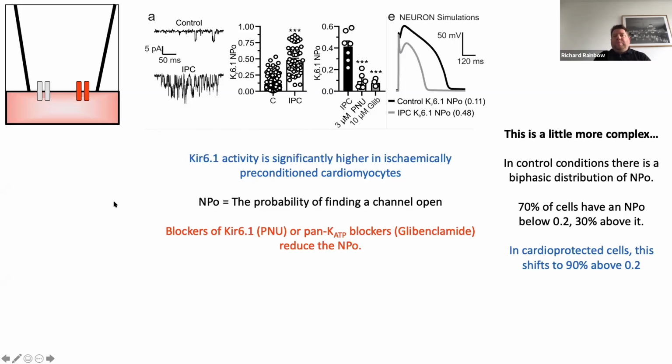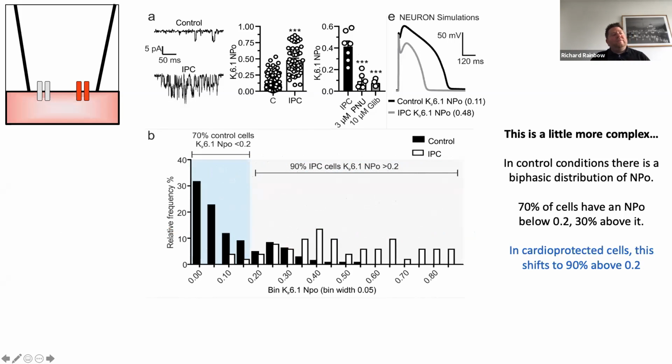It gets a little bit more complicated, because what we seem to see with our data is that we've got some sort of bimodal distribution of our open probability in control conditions. So we have an area here where we've got a lot of these cells where they fall in the open probability here. Then we get this second peak here. But what's kind of nice for us is that with the IPC cells, the ischemically preconditioned cells, all of them seem to be in this second region of our NPo.